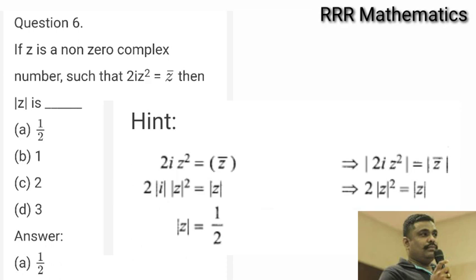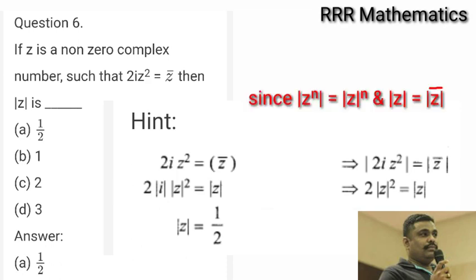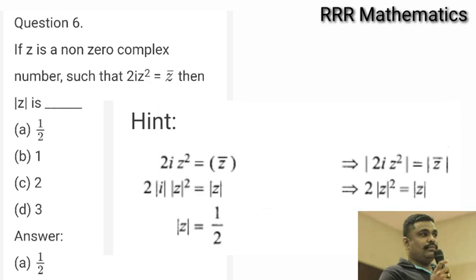So mod 2 becomes 2, mod i becomes 1, mod z square is mod z whole square. Since mod z bar and mod z are equal, therefore on the right hand side mod z. Now I can divide by mod z, it gives 2 mod z equals 1. Therefore mod z will be 1 by 2. Got it?